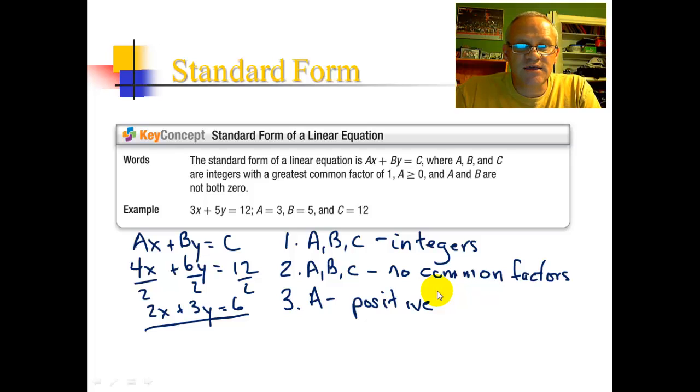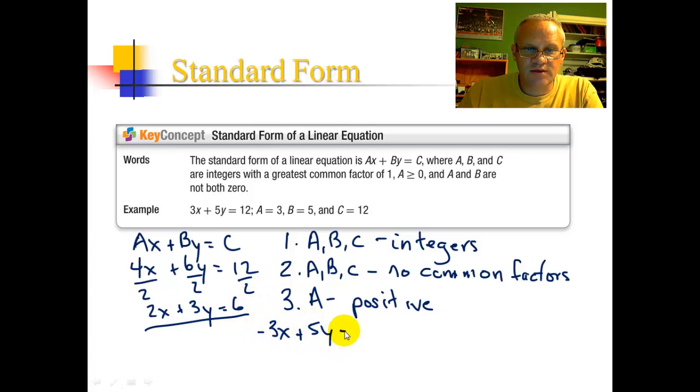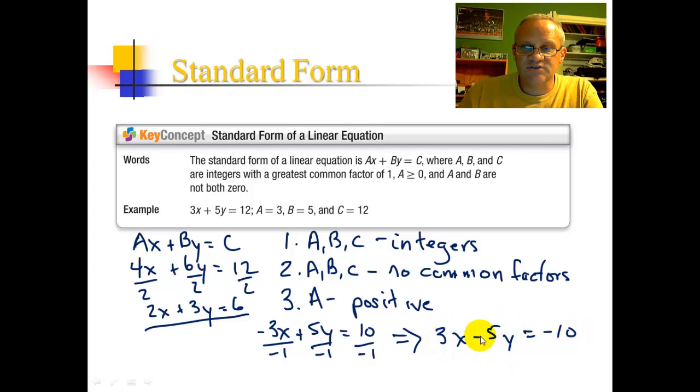So if it's a negative, here's another example. Let's say we've got negative 3x plus 5y equals 10. The a number here would be negative 3. It is not positive. So all I would have to do to make it positive is divide everything by a negative 1. What that would do is make this 3x minus 5y equals negative 10. It's okay to have a negative here and here on the 5 and the 10. We just don't want it on the 3 out at the beginning, which is your a.